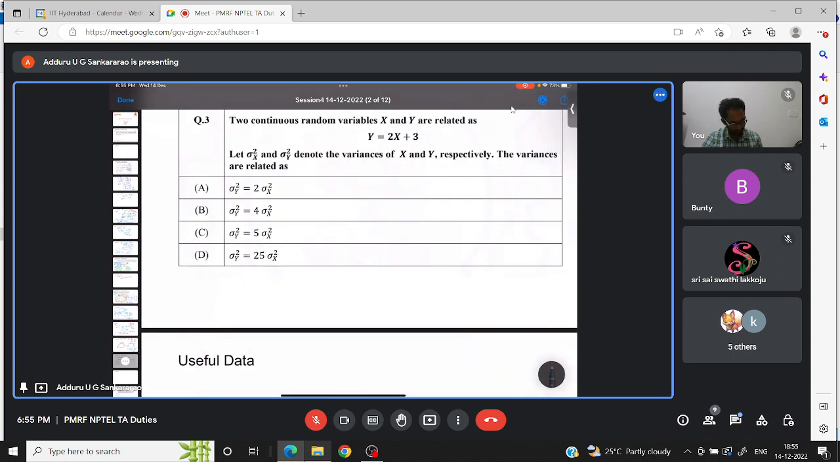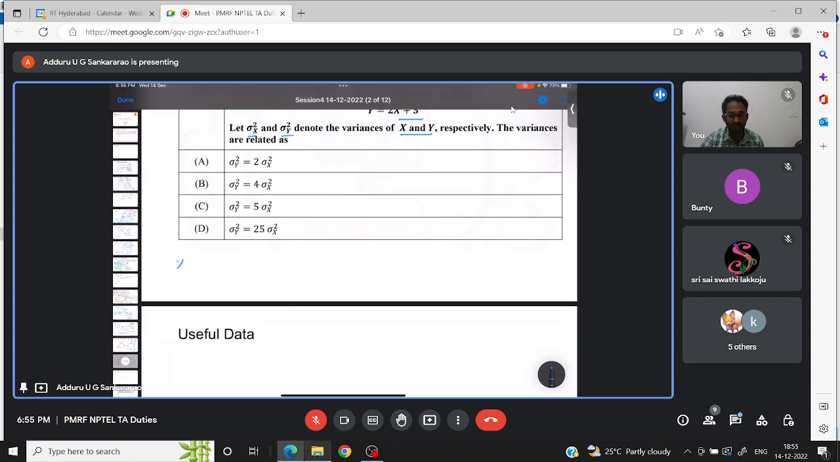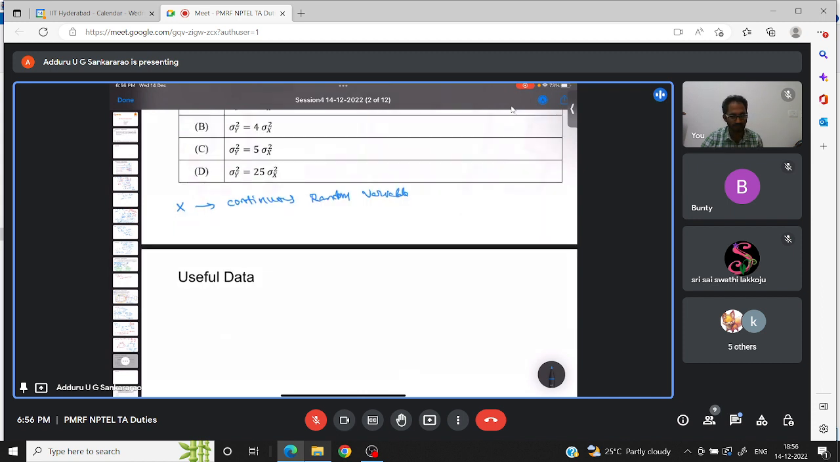So you see here, two continuous random variables x and y are related as y equals 2x plus 3. Sigma x square and sigma y square denote the variance of x and y respectively. Then the variances are related as. This I think you know very well. So let us say x is a continuous random variable. You know, right, the difference between a continuous random variable and a discrete random variable?